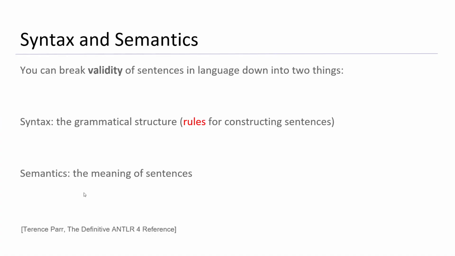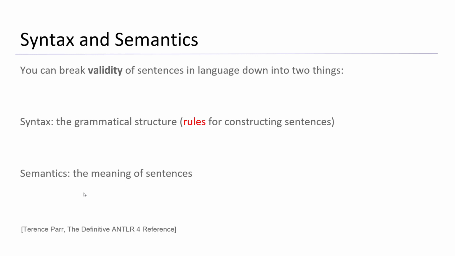When it comes to natural human languages, we usually consider sentences as the building blocks of paragraphs. And you can break the validity of a sentence down into two things: syntax and semantics. Syntax refers to the rules of grammar that should be followed when constructing sentences, whereas semantics refers to the meaning of those sentences.